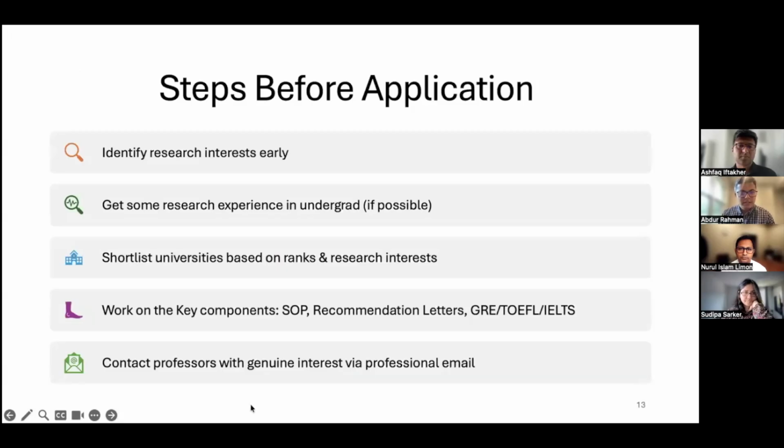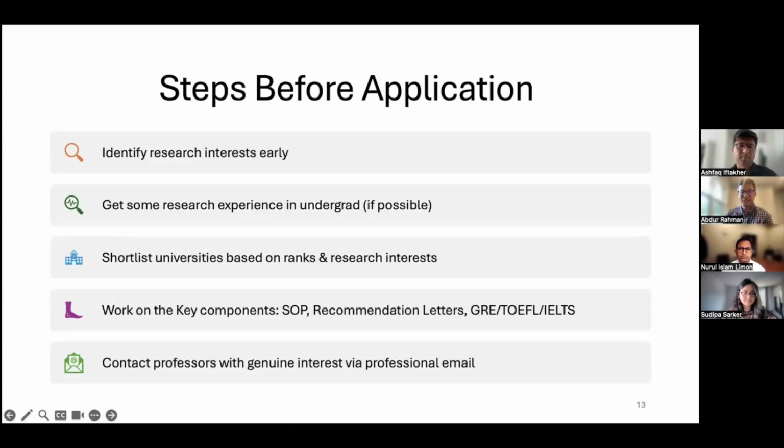So there are a couple of steps that we need to take before we go for the application. First of all, we need to identify our research interests. Let's say my research interest is in the intersection between mathematical optimization and machine learning. So you also need to come up with some area that you are mostly interested in. So how do we find interest? This is a very basic question that we usually ask when we are in undergrad. We are very confused about what to do and what the current trend is.